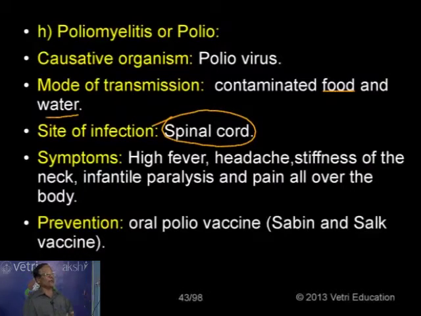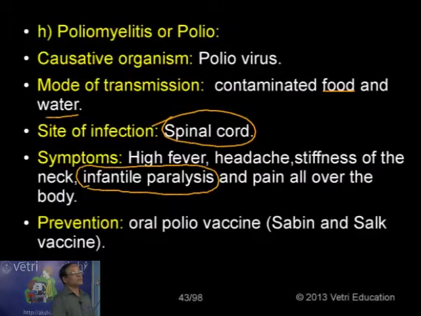Now, what are the symptoms once a person is infected with polio? We have high fever and headache. But a major symptom is stiffness of the neck, which occurs because of spasm of the muscles of the neck region, tightening of the muscles. The muscles become tightened or contracted, unable to relax. Another important symptom is paralysis.